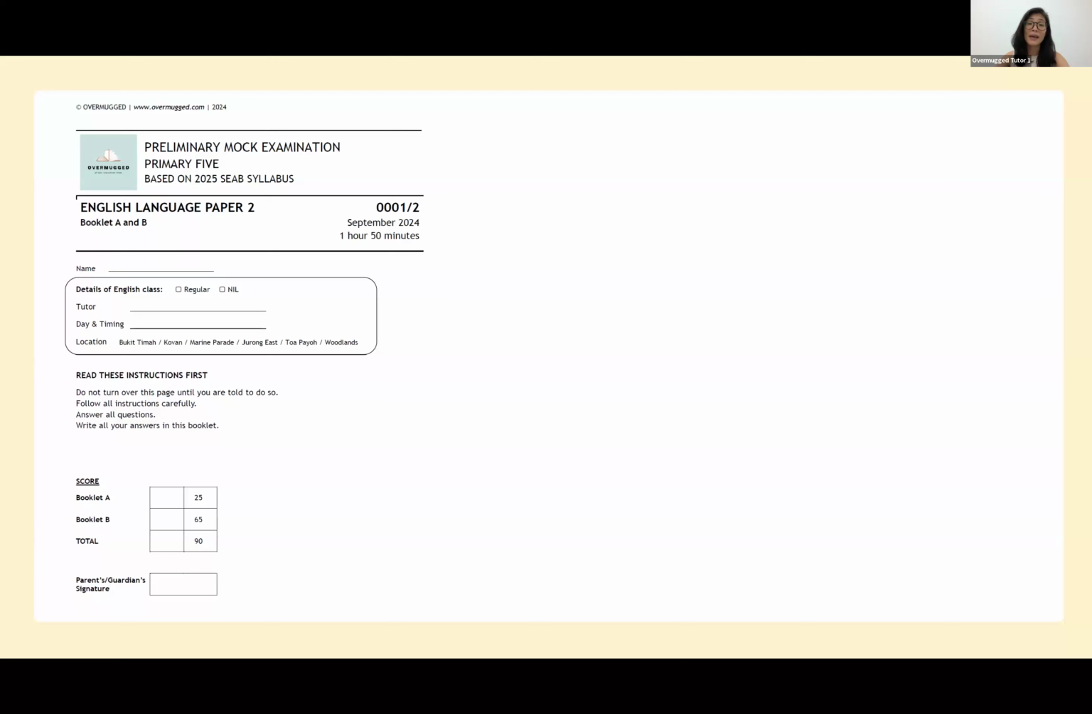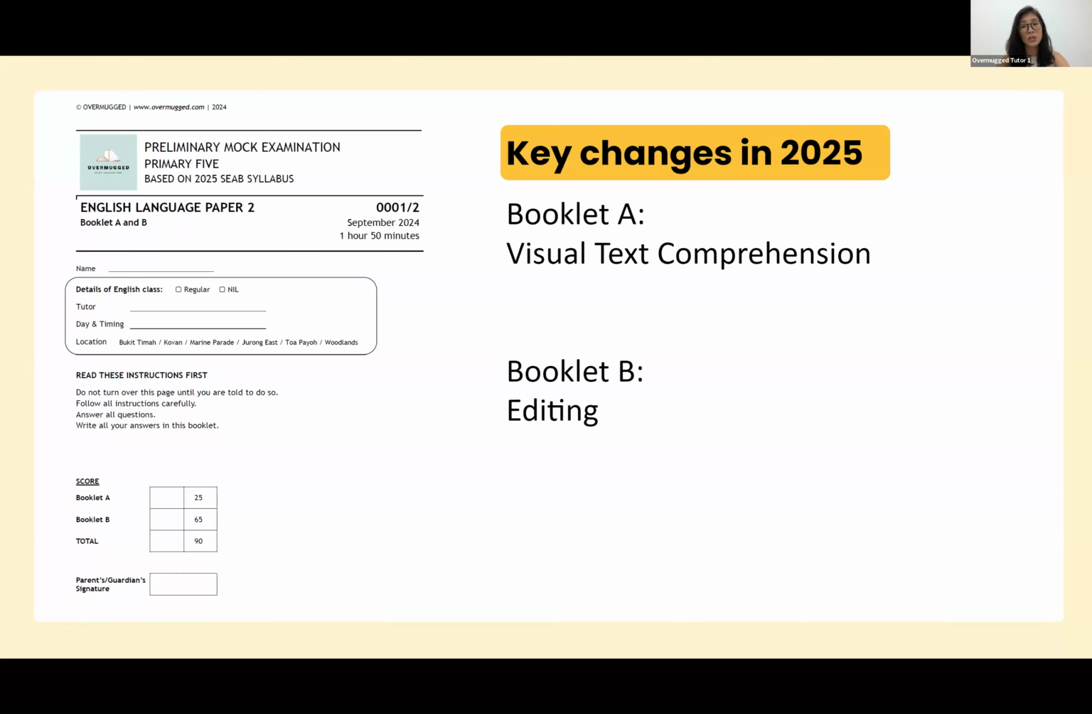Today, we'll be looking at the P5 English mock paper, and this is a paper that you should have completed before watching the video. Okay, and this paper too has two booklets, booklet A as well as booklet B. But what I do want to point out is that if you have older siblings taking the PSLE, you'll note that their PSLE paper is going to be a little bit different from yours. These are going to be some key changes from 2025.